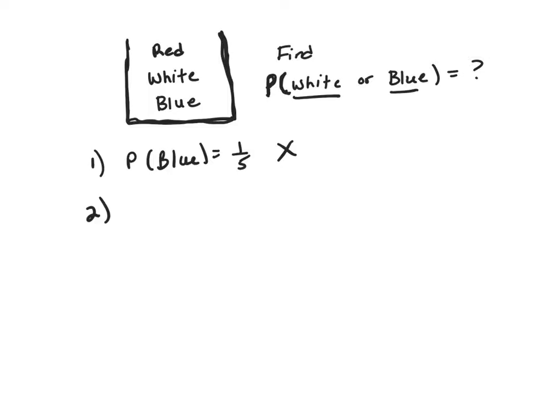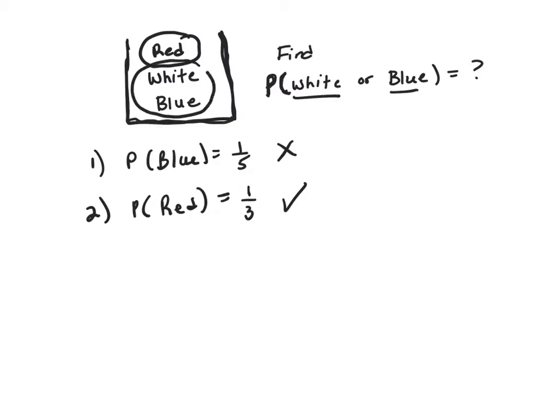Clue 2 says the probability that the chip will be red is 1/3. Well, that's going to work because your chips are either red, white, or blue. And we know the probability of red is 1/3. And that leaves us white or blue, which is what I'm trying to find.